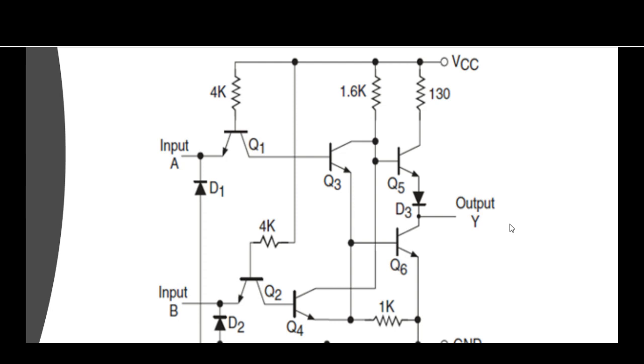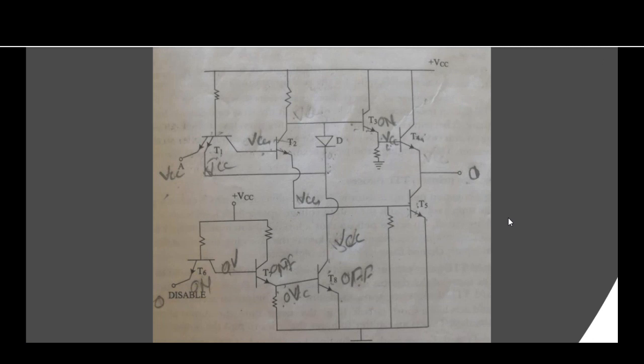Next circuit we are going to study is the tri-state inverter circuit. As the figure shows, a simplified tri-state inverter, we will see, when the disable is 0 volt, that is logically 0, it makes T6 turn on. Since T6 is turning on, its collector voltage is 0 volt, which is coupled to T7. Now since the base of T7 is 0 volt, T7 is turned off.